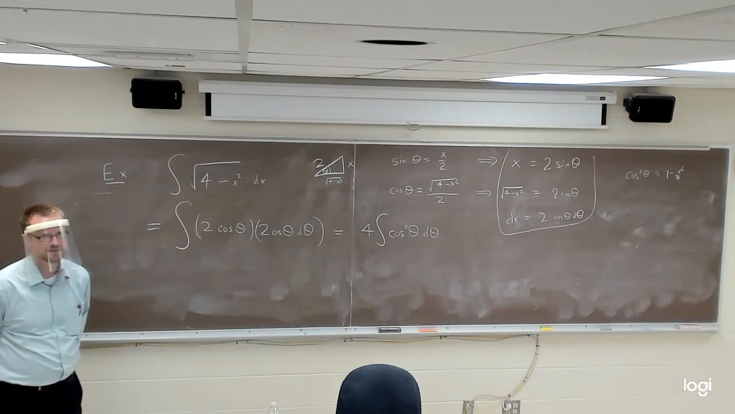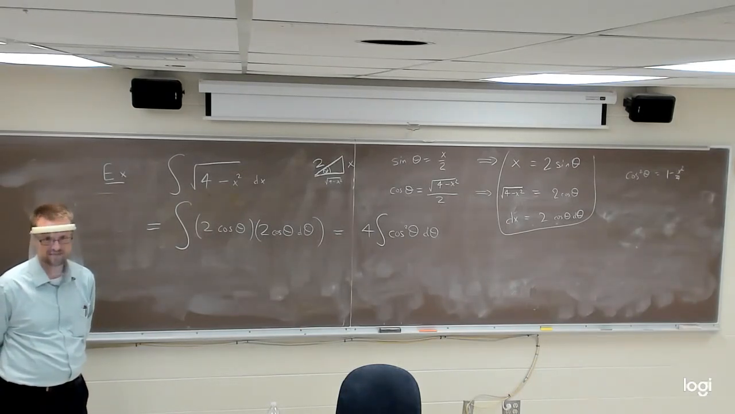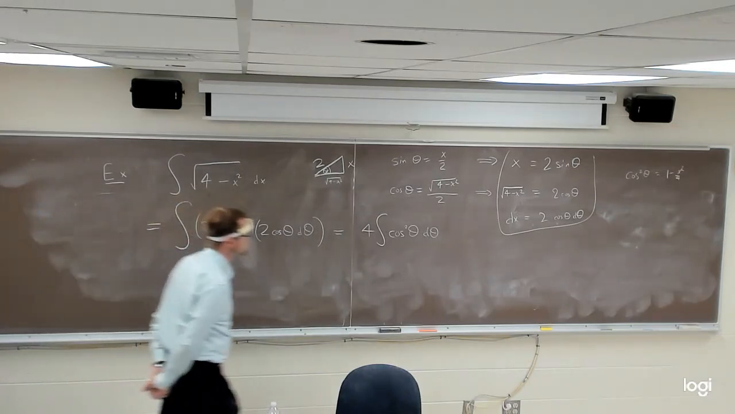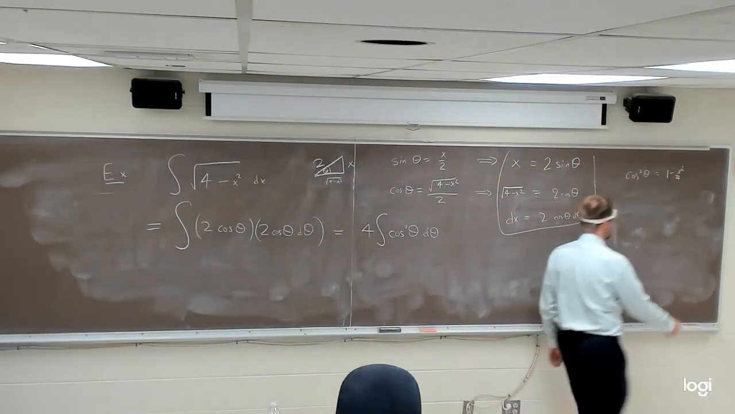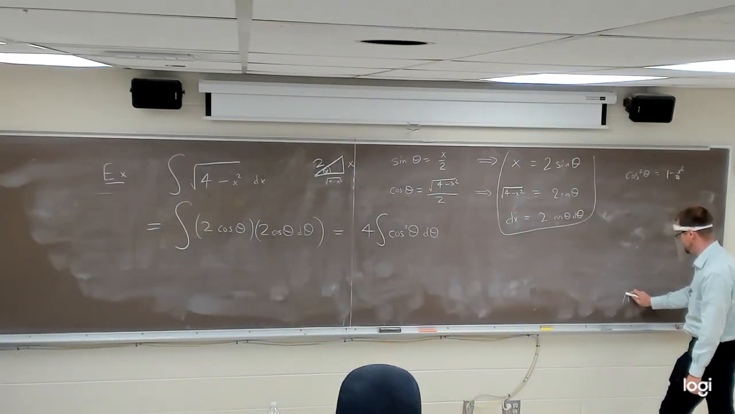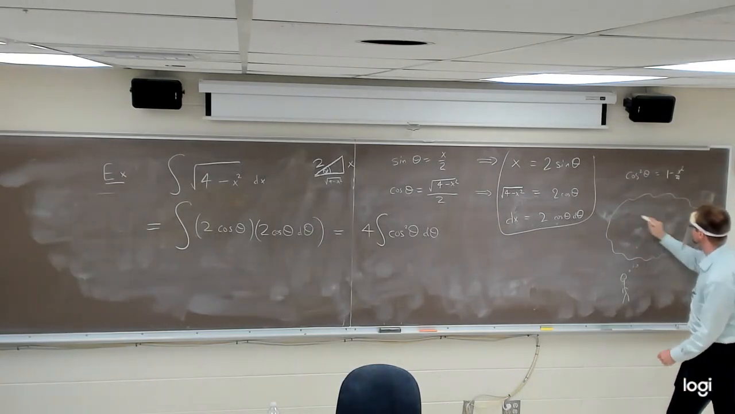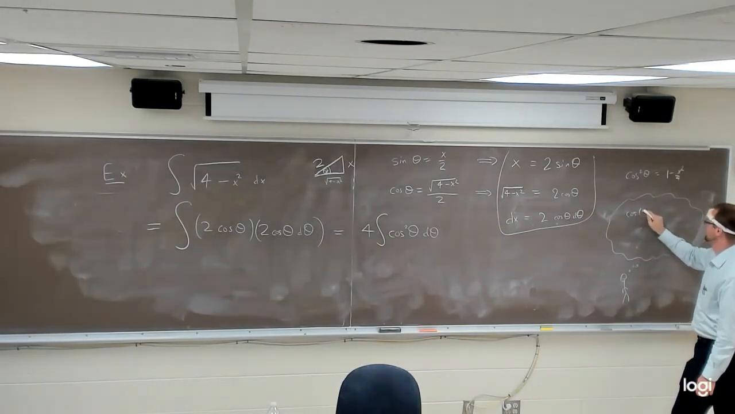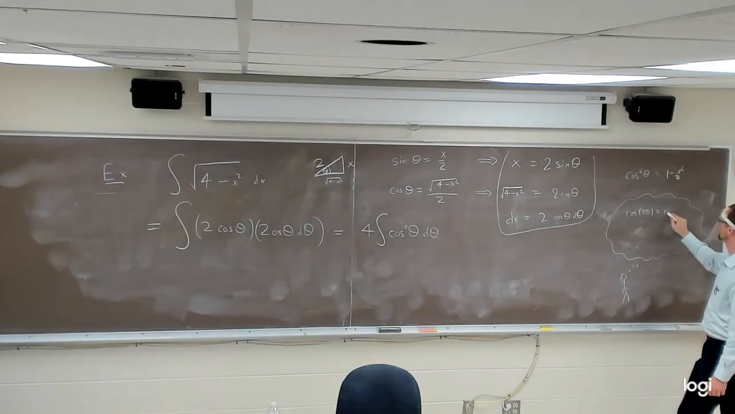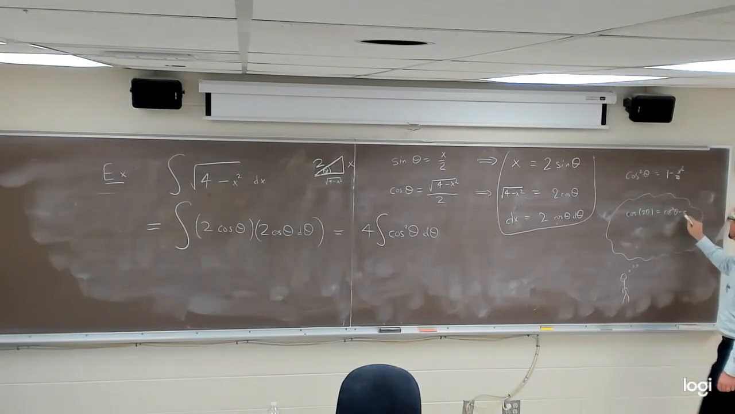I use my double angle formula for the cosine. So cos 2 theta. There's a little trip down memory lane here. Cos 2 theta has three things going on. It's cos squared minus sine squared. It's also 2 cos squared theta minus 1. It's also 1 minus 2 sine squared theta.